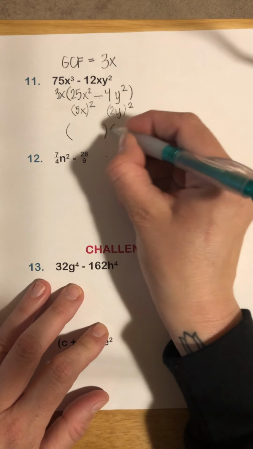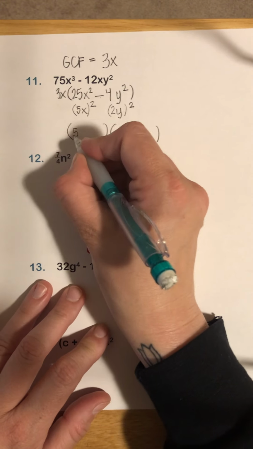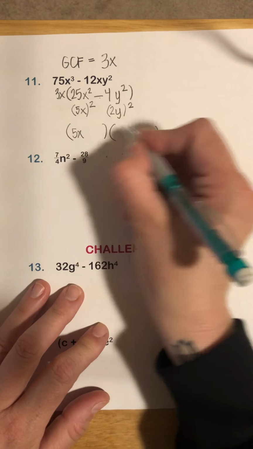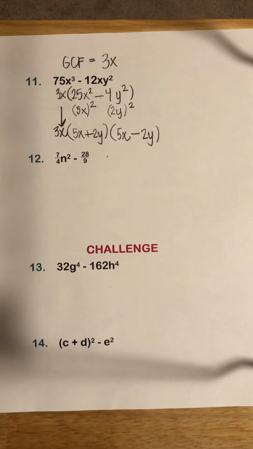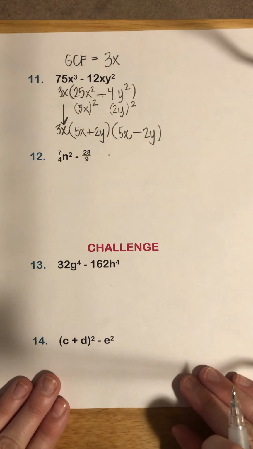So according to the pattern, 5x is going to go in the front of each parentheses. 2y is going to go in the back of each parentheses. One needs a plus, one needs a minus. Don't forget to bring down your GCF. Keep that in mind. Don't forget, bring it down. It's part of your answer.